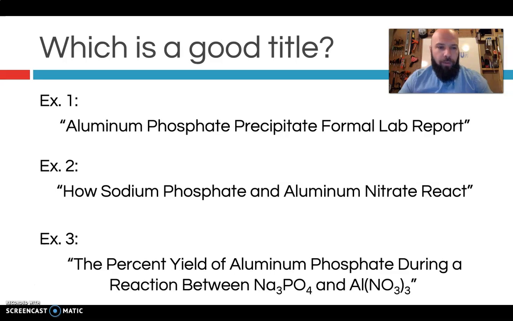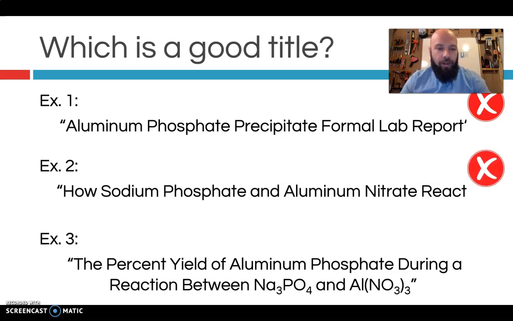So, looking at a few examples here, the first one, just stating "aluminum phosphate precipitate formal lab report," may be like the title of a lab worksheet that you got. This is not actually indicating what is being studied, so that would not be a good title. "How sodium phosphate and aluminum nitrate react." That's a little bit better than the first example, but still doesn't go right into the details of what is actually being studied. How they react is very general. What are you looking at with their reaction? So also not a good title.